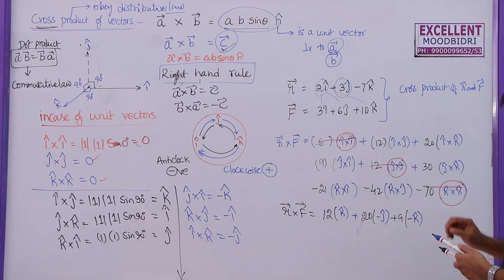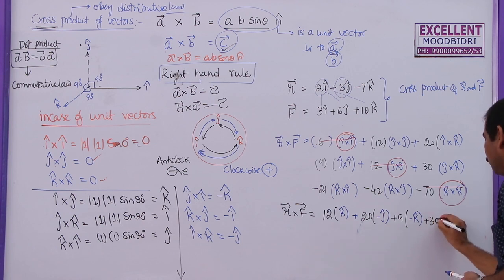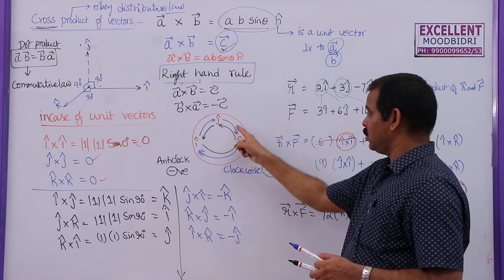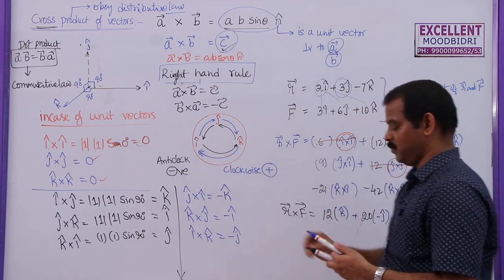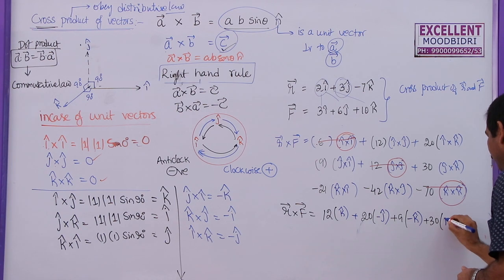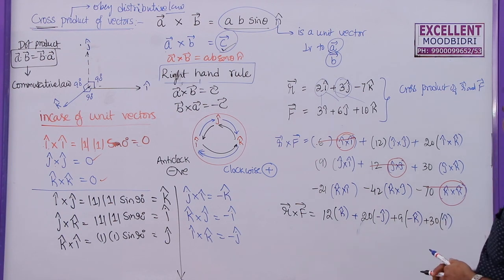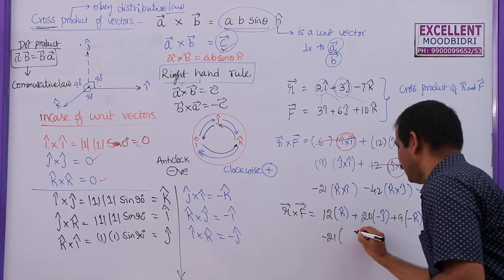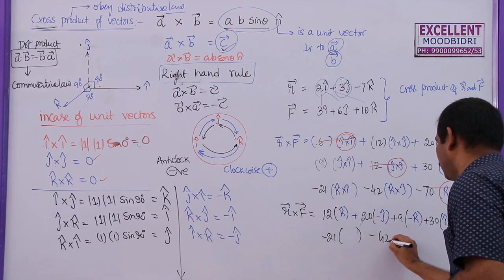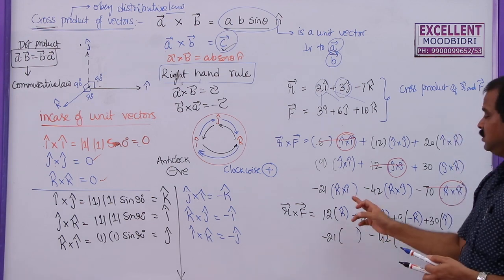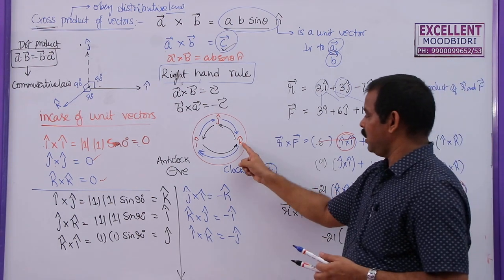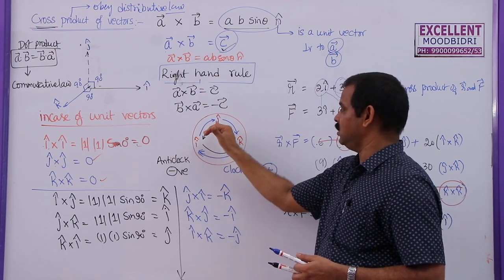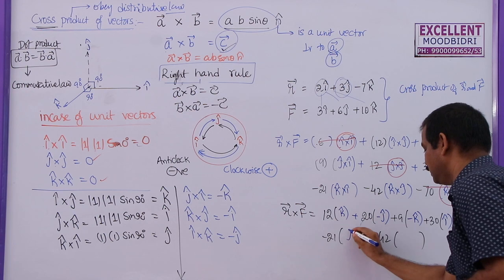Then this is a 30. j cross k. Blue color, clockwise direction. Result will be plus i. So this will become plus i. Then after this 30 we have this minus 21 and minus 42. So what is this k cross i? k cross i, this is in clockwise direction. k cross i is plus j. So this is plus j.